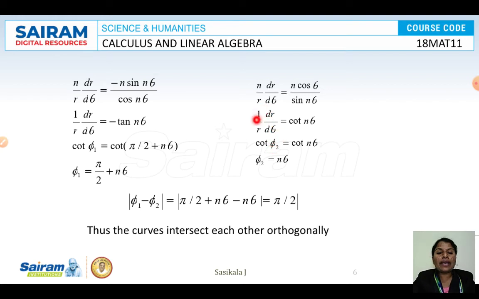This 1 by r dr by d theta will be cot phi 2, which is equal to cot n theta. So phi 2 is equal to n theta. Now what is the question? We need to find the angle. This should be 90 degrees.